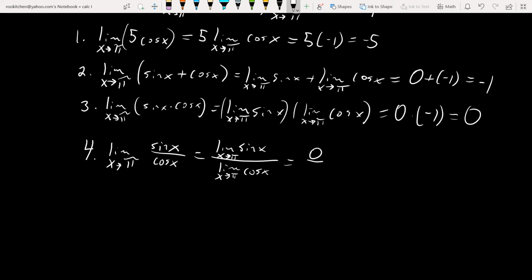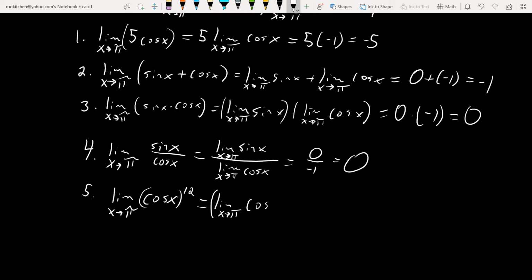And of course, that will be 0 over -1, which is just 0. And then if you have a function such that you know the limit of that function raised to a power, like cosine of x, we know the limit of cosine x, and let's just say it's raised to the 12th power. Well, you can evaluate this limit by moving the limit inside of the parentheses, like this. So you have cosine x, and then all of that raised to the 12th power.